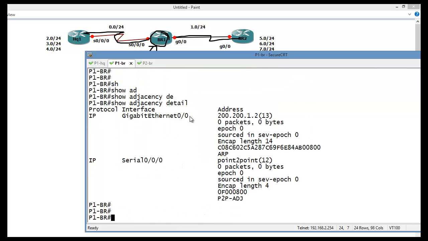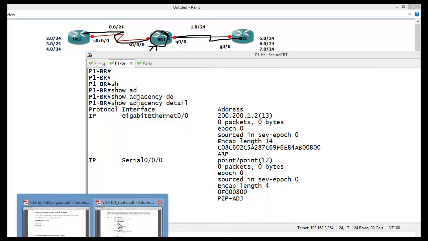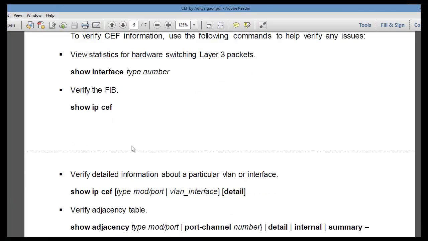Now the adjacency table. We have two interfaces, one is gig 0/0 and the second one is serial 0/0, with the IP addresses and the MAC addresses that are going to be used. These are the MAC addresses, and they are maintained in your adjacency table. We are looking for layer 2 information. As I discussed earlier, this is what gets stored in the adjacency table. So far we have discussed most of the things.